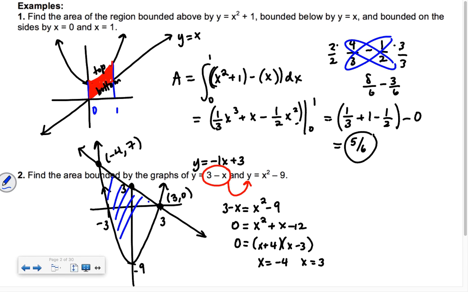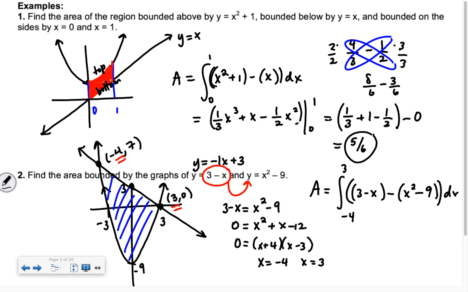All right, so we're trying to find the area bounded by these two graphs. So do we know which one's the top and which one's the bottom? Yeah, the top is the line, the bottom is the parabola, right? So when we set it up, we're going to have the area equals the integral from negative 4 to 3. Those are my two x values, right? The negative 4 to 3. And I'm going to have the top curve, which was 3 minus x, or you can write negative x plus 3, minus the bottom curve, which is x squared minus 9.